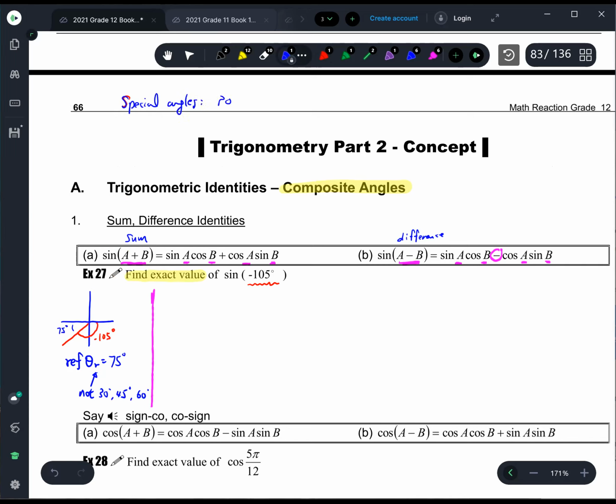Could be 30, 60, 45, okay, but it's not limited to that. Anything that has a reference angle of 30, 60, 45 can work. So something like 120 could also work, okay? They're all degrees.